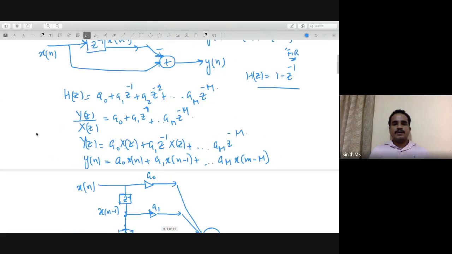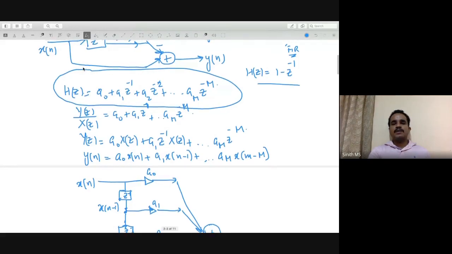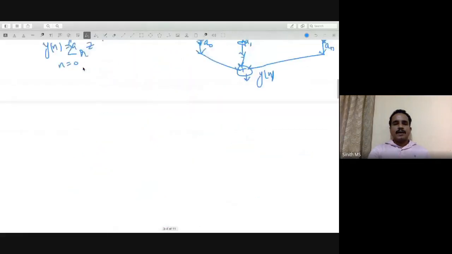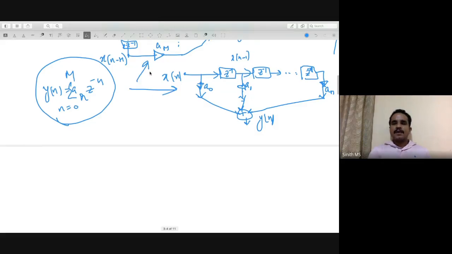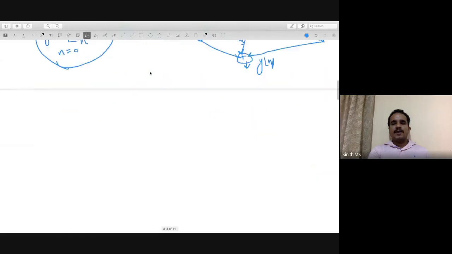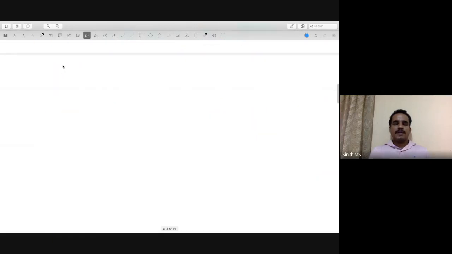This equation I have written in summation form as sigma a_n z^(-n), where n varies from 0 to m. So this FIR filter in general can be implemented in this way or this way. Both are same. This way.